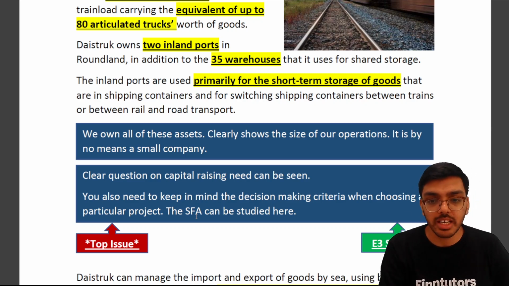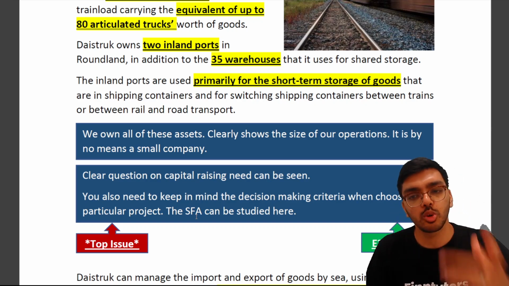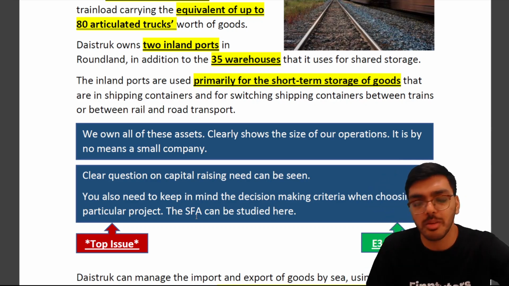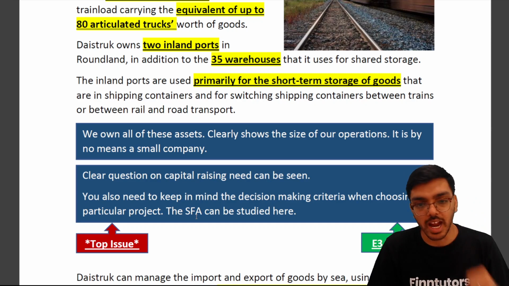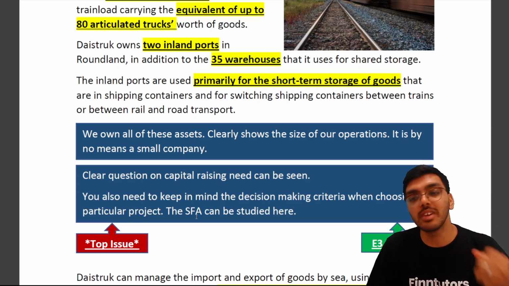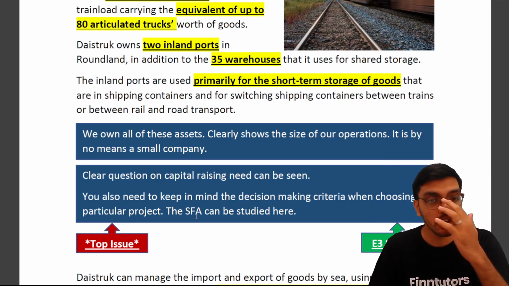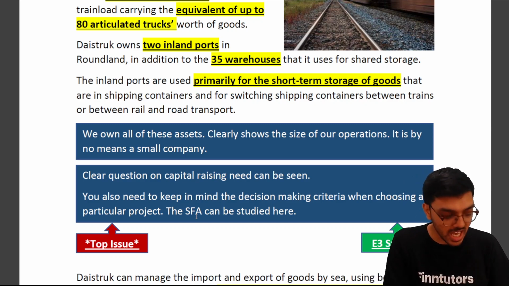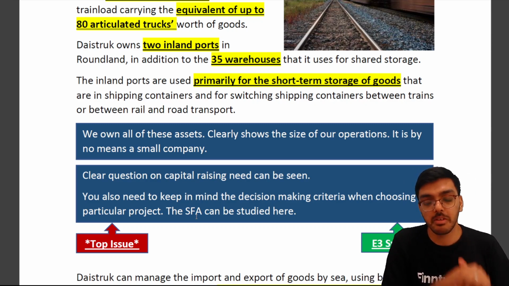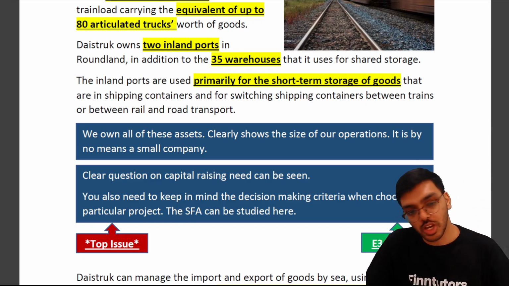You also need to keep in mind the decision-making criteria when choosing a particular project. Let's say you are doing anything related to capital expansion or company expansion or a new project that your company is investing in. The SFA analysis, suitability, feasibility, acceptability, has to be considered when choosing to invest in a project, choosing to change, choosing to move direction, choosing to make any strategic decision. The SFA model is important for this exam. Have your knowledge on it. It's in your E3 syllabus and it's a top issue which has chances of coming up.